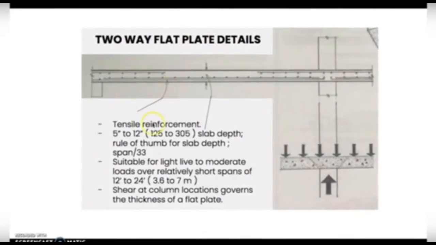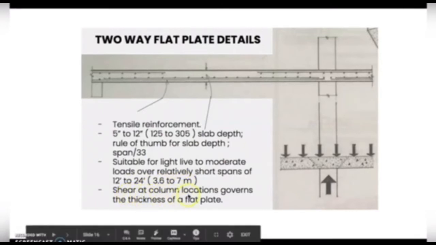So this is the tensile reinforcement, here. And here is the measurement. It must be 5 inches to 12 inches, 125 to 305 millimeters slab depth. And the rule of thumb for slab depth is span over 30 feet. It is suitable for light to moderate loads of relatively short spans of 12 feet to 24 feet, which is 3.6 to 7 meters. Also, column locations govern the thickness of a flat plate.